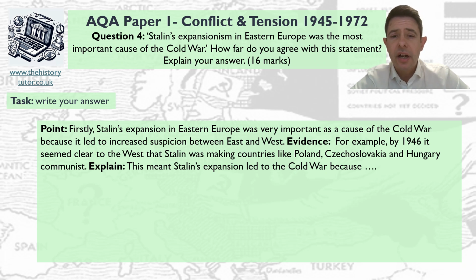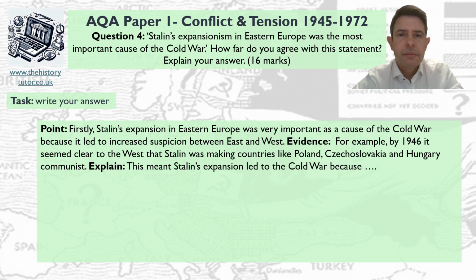So firstly, Stalin's expansion in Eastern Europe was very important to the cause of the Cold War because it led to increased suspicion between East and West. Kept it very simple. Increased suspicion, increased tension, lack of trust. Any phrase like that would do. So, for example, pick an example from the list which you think shows real development of tension. Okay, pause and give it a go.